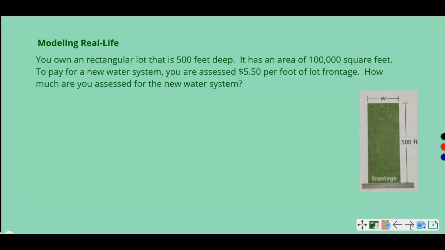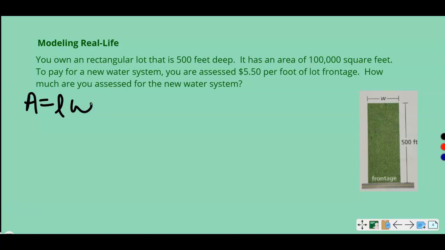All right, so we did solve this literal equation for the length of the rectangular prism. All right, the next problem says you own a rectangular lot that is 500 feet deep. You can see here 500 feet deep. It has an area of 100,000 square feet. To pay for a new water system, you are assessed at $5.50 per foot of lot frontage. You can see this is your frontage. How much are you assessed for the new water system? All right, so the first thing we need to do is say that, okay, it's a rectangular lot. So area equals length times width.